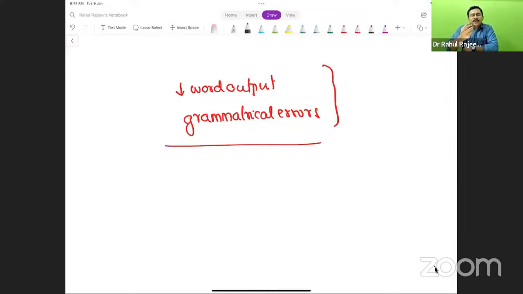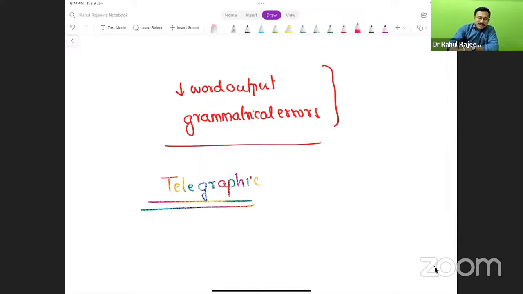So patients with Broca's aphasia, don't think that Broca's aphasia always will not speak. Yes, sometimes patients with Broca's aphasia may not speak at all. Sometimes they will speak less, with lesser word output, and that too with grammatical errors. And since they have grammatical errors, sometimes they have a unique type of speech known as telegraphic speech. So what is telegraphic speech?